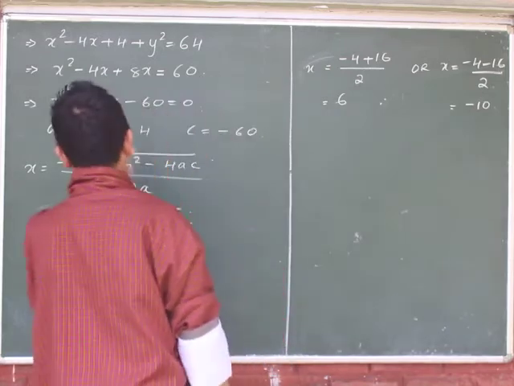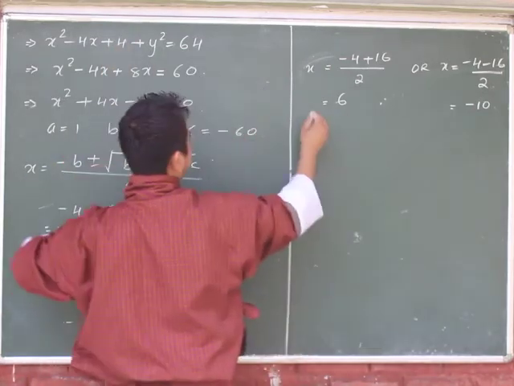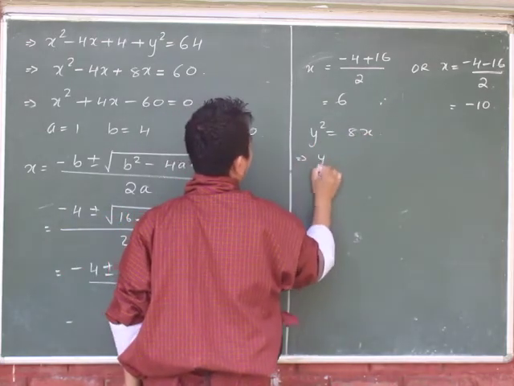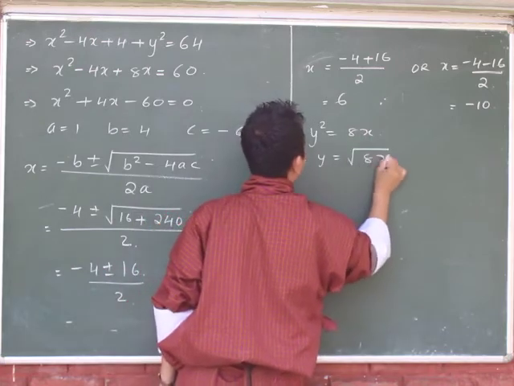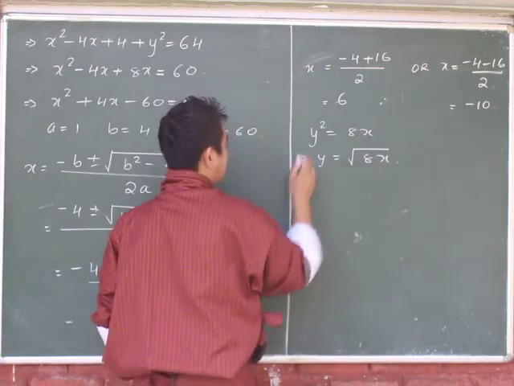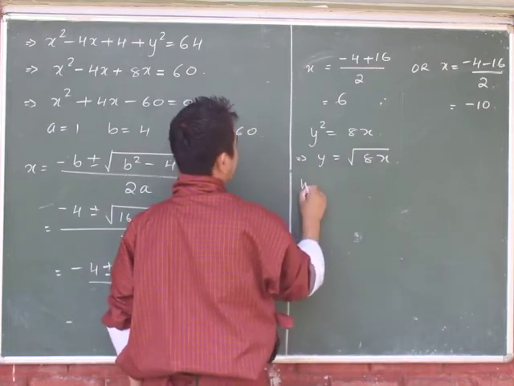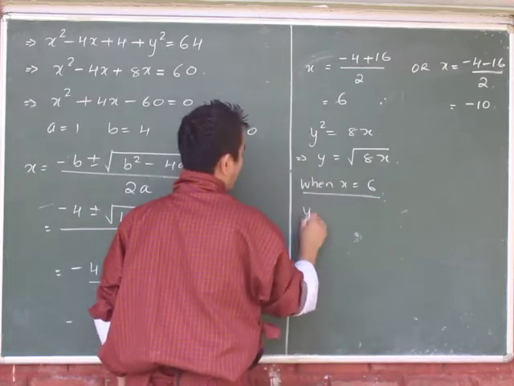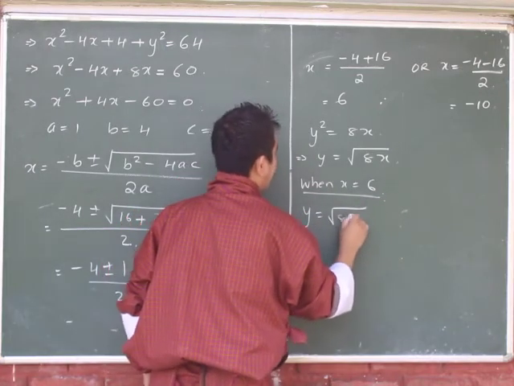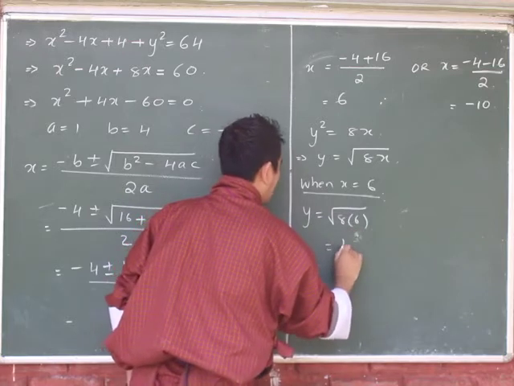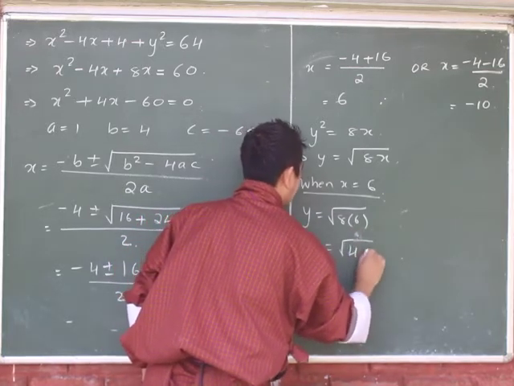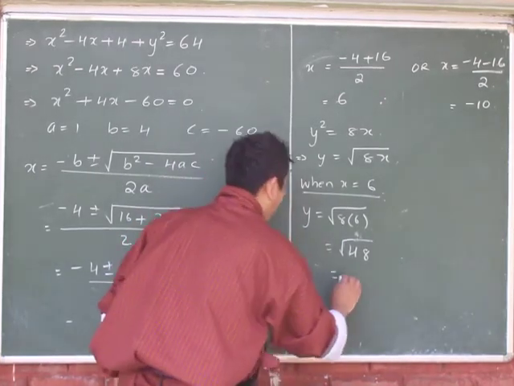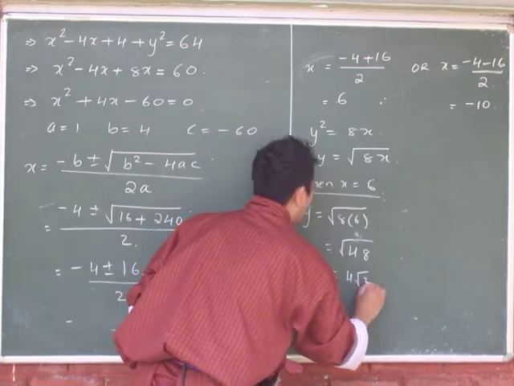So what is the y coordinate? We can substitute. We know the equation given is y square equal to 8x, or you can write this as y equal to square root of 8x. Substitute this. When x is equal to 6, y becomes root of 8 times 6, which is square root of 48. What's the square root of 48? 16 times 3 is 48, and square root of 16 is 4, so that is equal to 4 root 3.